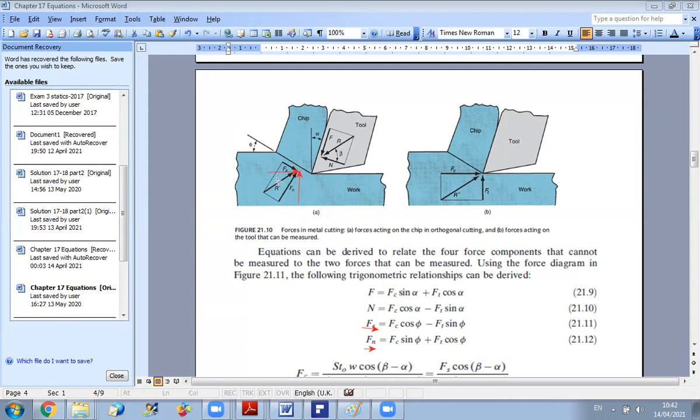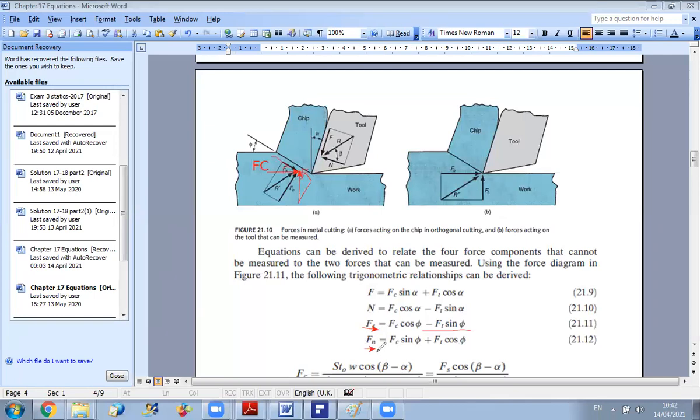If I look at my figure, Fc makes with Fs an angle of phi. So the projection on Fs will be Fc cosine phi, and it's a positive projection. While for Ft, as you can see here, the projection will be negative. This is why it is minus Ft sine phi.